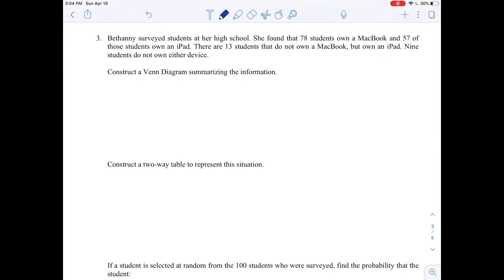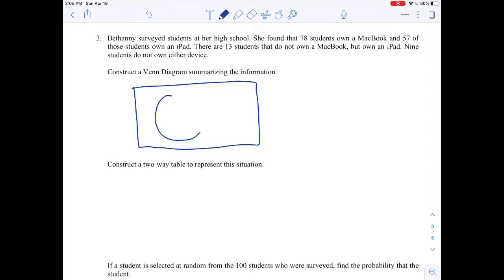So it says Bethany surveyed students at her high school. She found 78% own a MacBook, 78 students. 57 of those own an iPad, 13 do not own a MacBook but own an iPad, and 9 own neither device. So let's start with a Venn diagram for that, and you'll notice this time that our Venn diagram is not just based on filling in probabilities. We're going to use it based on filling in the numbers of people that satisfy each thing.